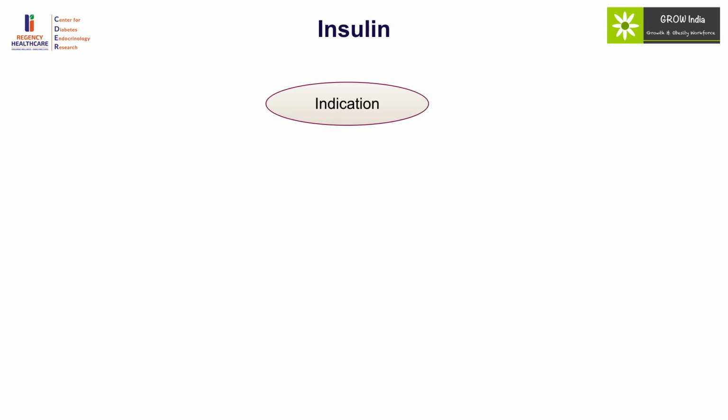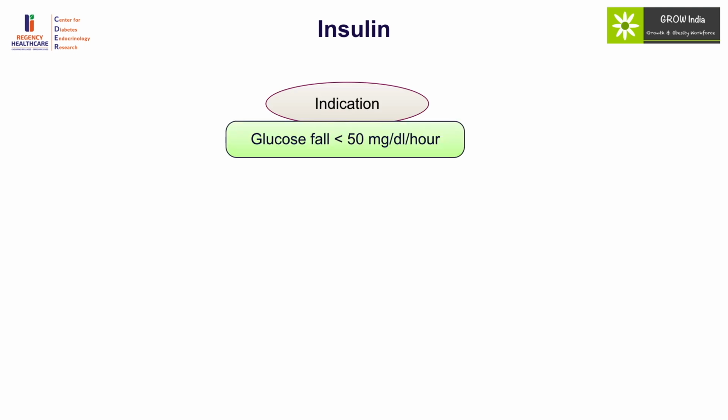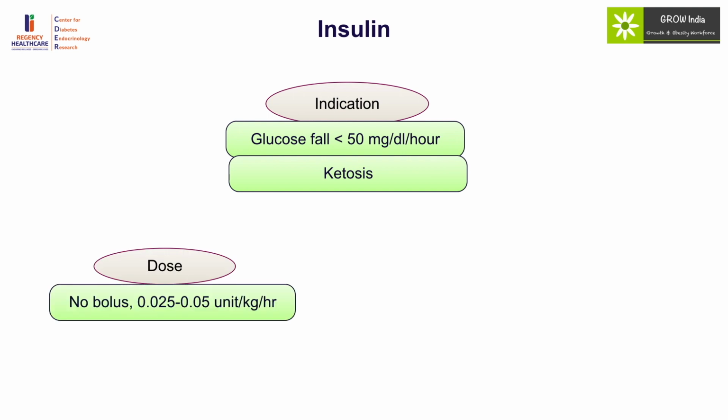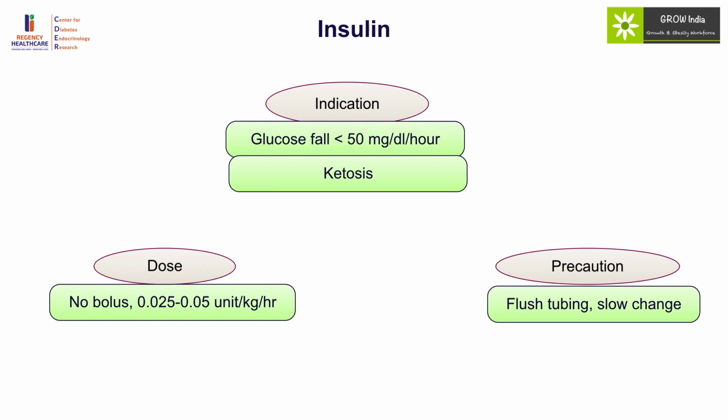Insulin treatment is only indicated in HHS once the glucose fall is less than 50 mg per dl per hour or there is persistent ketosis or acidosis. The dose is low, without any bolus, of around 0.025 to 0.05 unit per kg per hour, and the precautions which need to be taken again are similar, in the form of flushing of tubing and slow change in insulin doses.